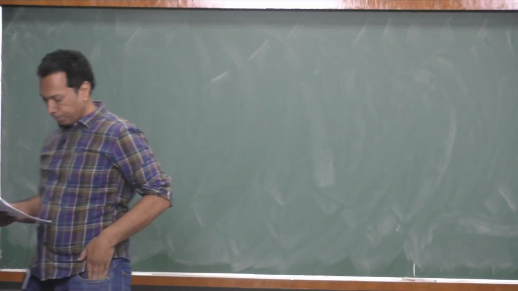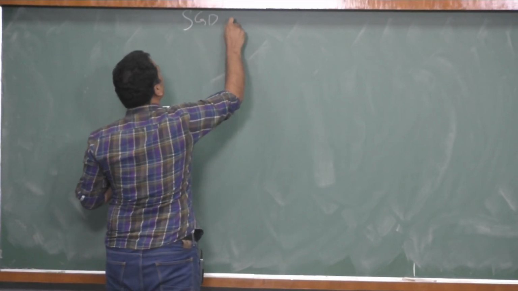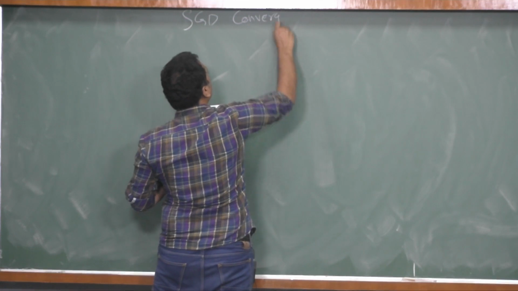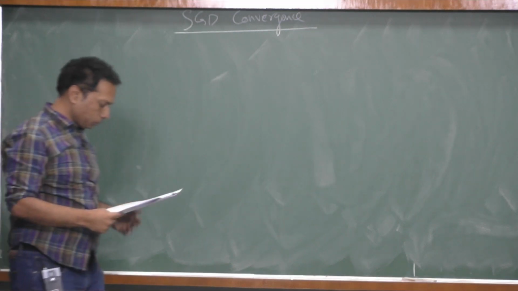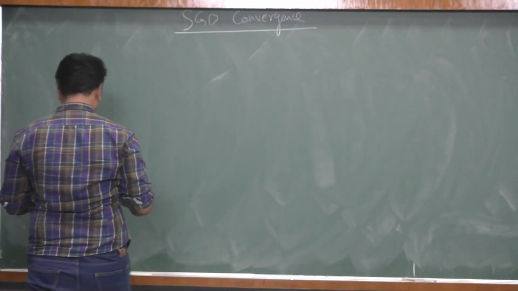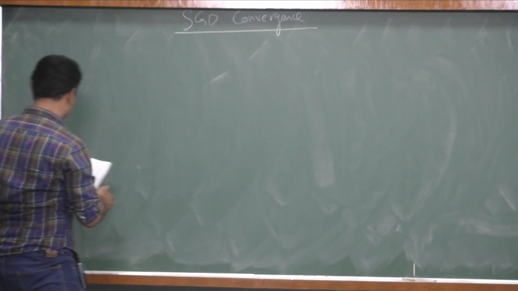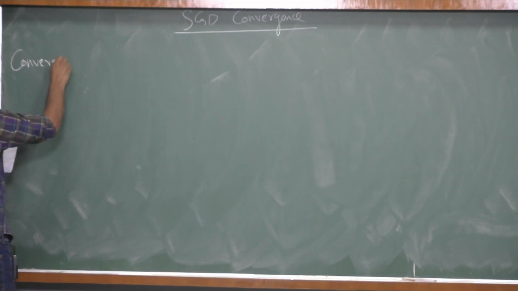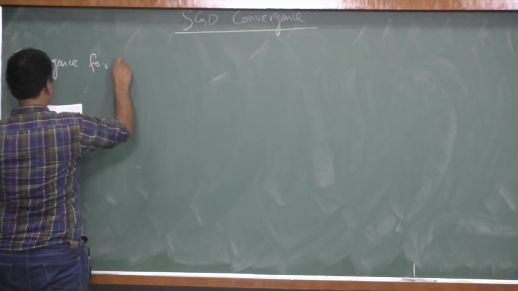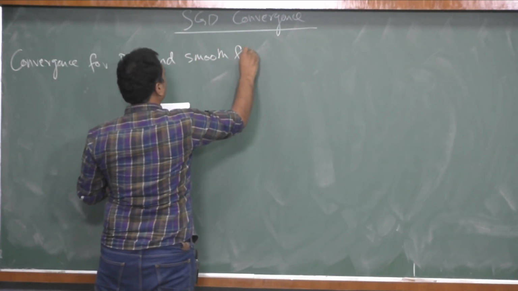So we were doing SGD and convergence. And we have done this for L-max smooth and sum of convex in the last class. So that was theorem 5.7, and now we will do it for PL and smooth. Okay, so this is convergence for PL and smooth functions.